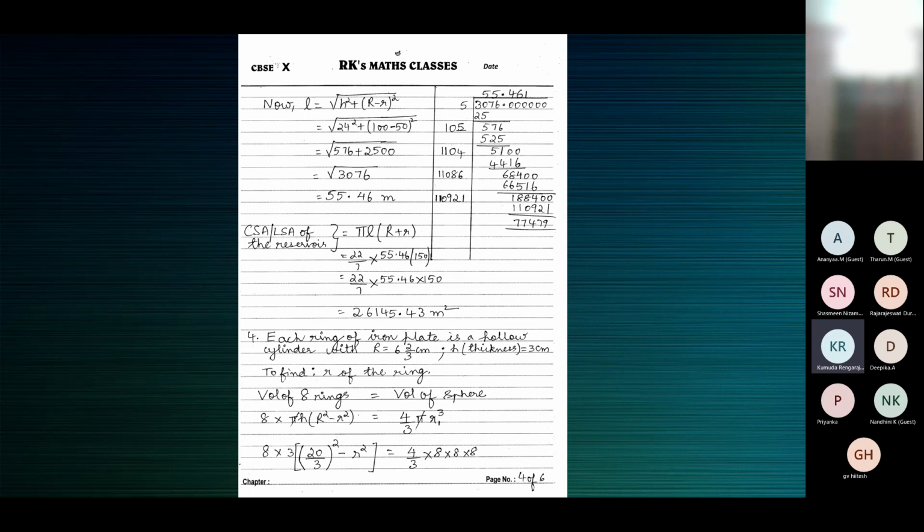Because you cannot cancel pi. You would have taken the value of pi and maybe divided and all that. So you should never do it separately. Don't find the volume of the sphere separately, then the volume of 8 rings, and then equate. Equate it like this straight away.